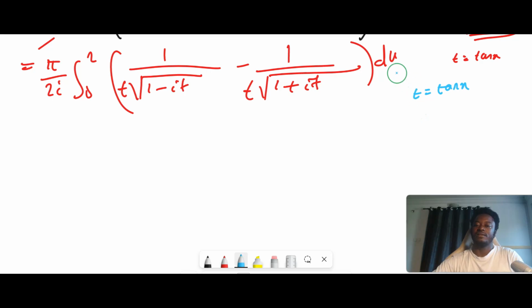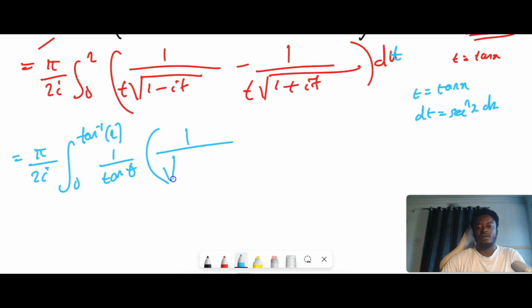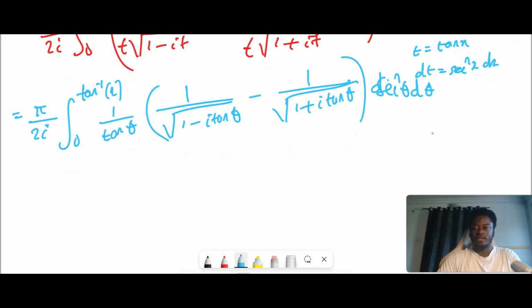Then dt would be secant squared x dx. Then the limits of integration, this is pi over 2i, so you have the integral from 0 to tan inverse of 2. Let's first talk about t. That is 1 over tan theta. At the bottom you have a square root of 1 minus i tan theta, and then minus 1 over square root of 1 plus i tan theta, and you have secant squared theta d theta. So we're sticking to our original plan.